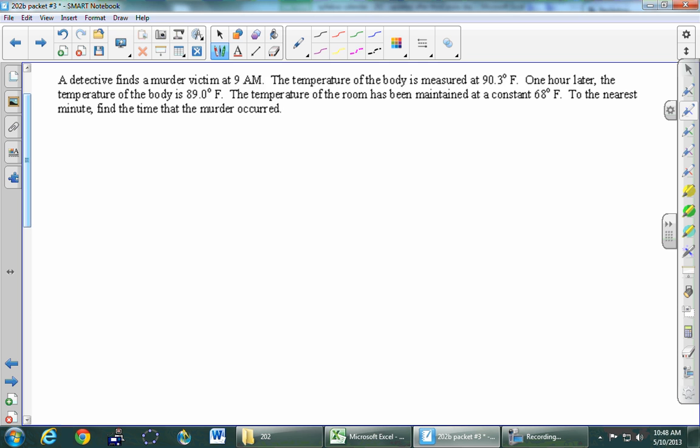Temperature of the room has been maintained at a constant 68 degrees Fahrenheit to the nearest minute.